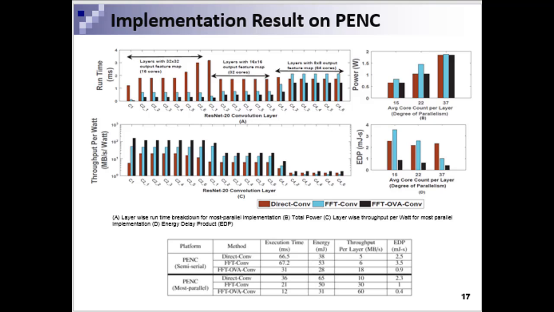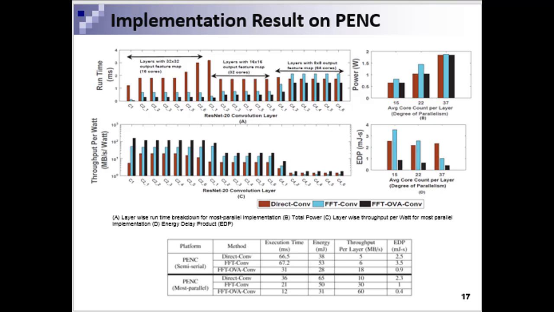I'm going to show some results here. This is the most parallel implementation for PENs, and I'm showing 19 layers of convolution. The bars show different methods of convolution here. One thing I want to point out is there are three different groups. If you look closely, this arises because in these groups, the output feature map size is the same, which is 32 by 32. In the next group, it is 16 by 16. And the last group has 8 by 8. Also, the number of cores assigned to do the mapping is 16, 32, and 64 for achieving the highest parallelism.